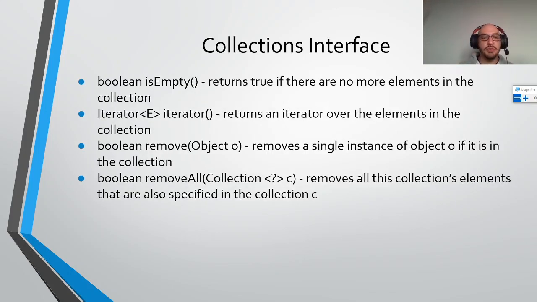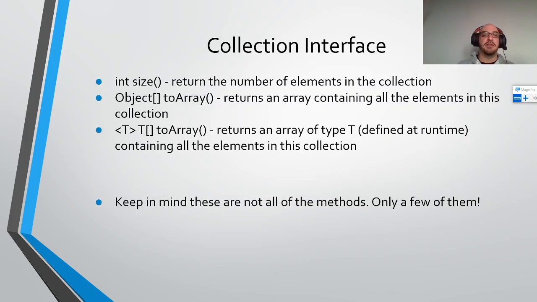Again, I'm not going to go through all of these methods, but take a look at them on your own time. So: is empty, iterator, remove all. They're fairly self-explanatory. We have size, to array, and to array as well. Just let me know if you have any questions, and remember, you can always post your questions on Moodle or Slack or whatever way.